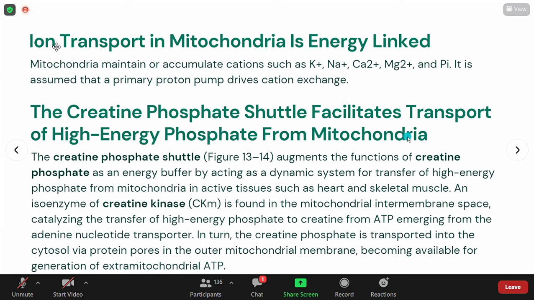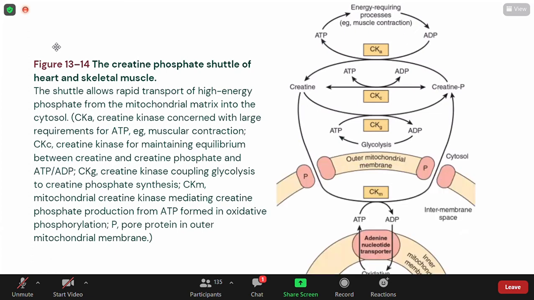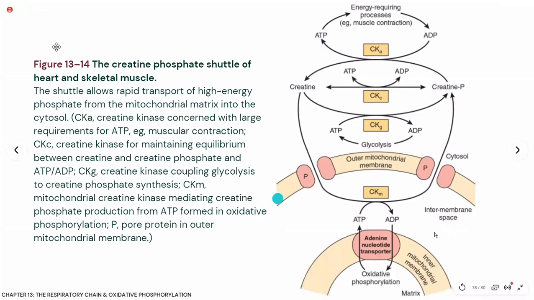So we have creatine phosphate. Where do you find creatine phosphate? Muscles, skeletal muscles, heart muscles. So you have creatine phosphate there. Okay, so we have the creatine phosphate shuttle. This looks complicated, but this is very, very simple. You look at it. This is the outer membrane, this is the inner membrane of the mitochondrion. This is the intermembrane space.